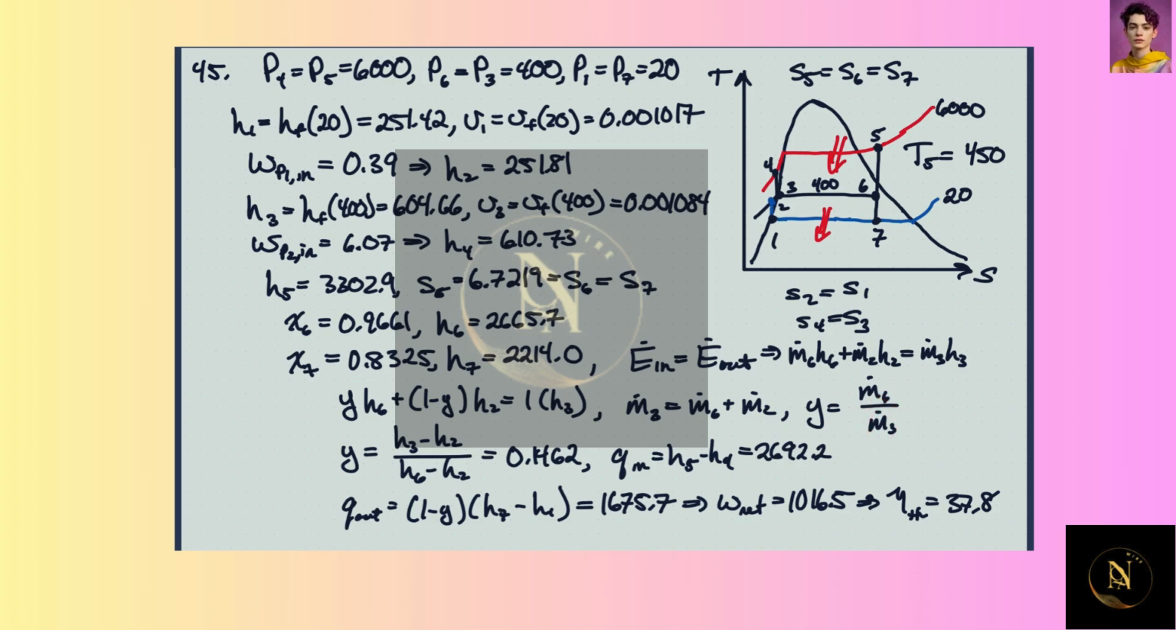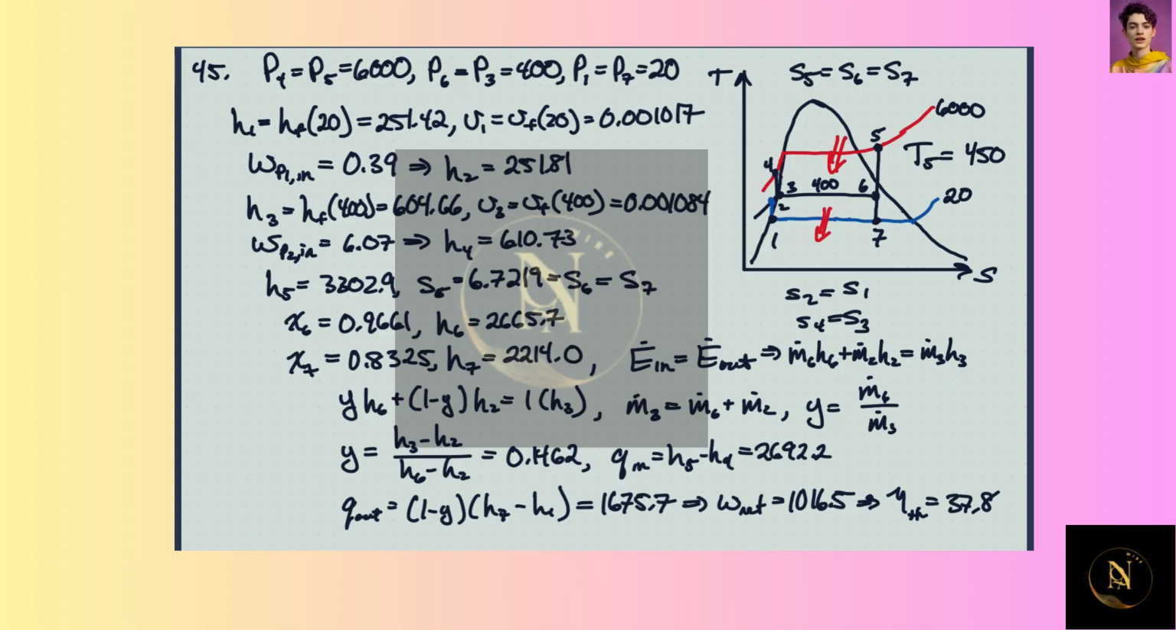And then we also know conservation of mass at that junction, at that combination point. And so we wind up, converting this by dividing through by M3 dot, with Y H6 plus (1 minus Y) H2 equals H3. And again, Y is this ratio here. And so we can solve this for Y, and we know all these enthalpies. So we get Y equals 0.146, and that doesn't have any dimensions.